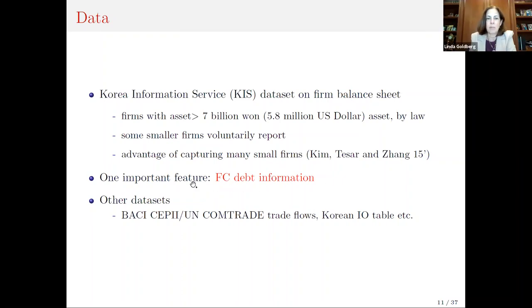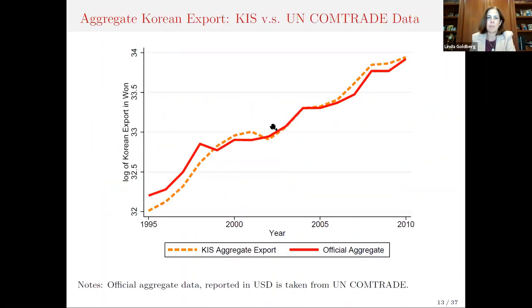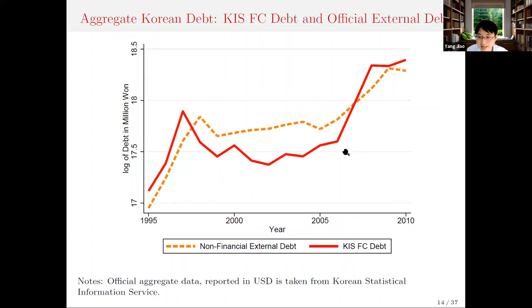One important feature of the data set is that it includes foreign currency debt information. So now we go to the data set. We first compare the data quality. We find that when we sum up all the firms' total exports and compare that with UN Comtrade, which is the official total export, we actually track each other very well. So for the sake of time, I will skip this.